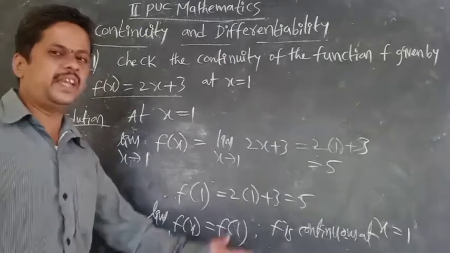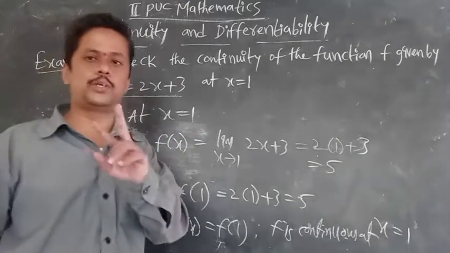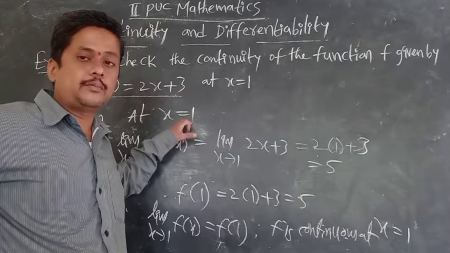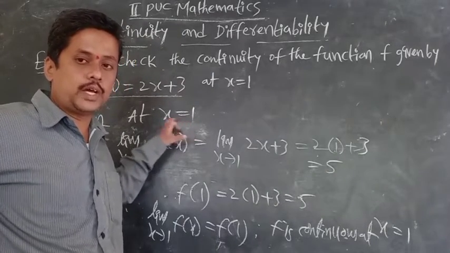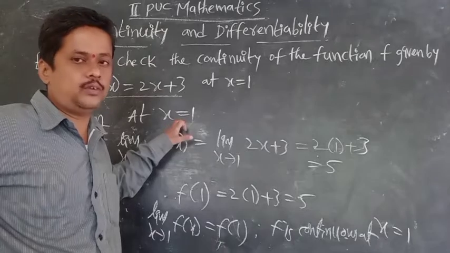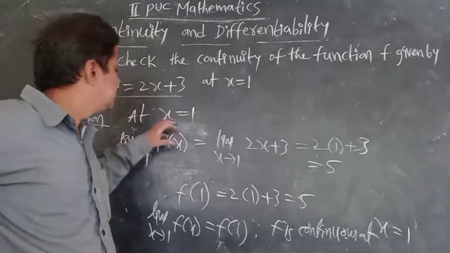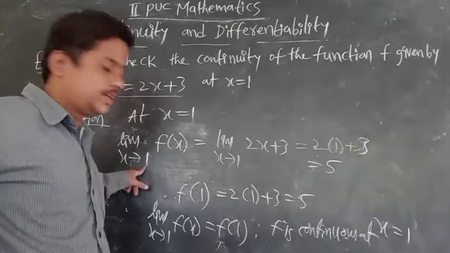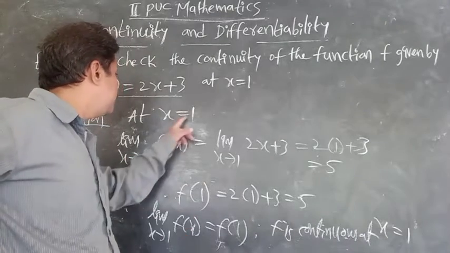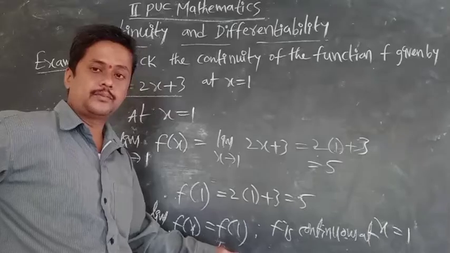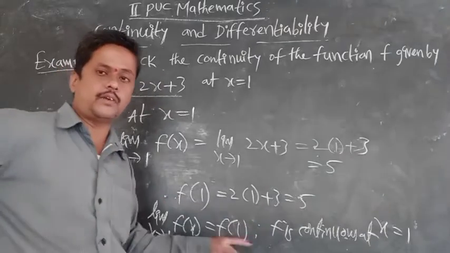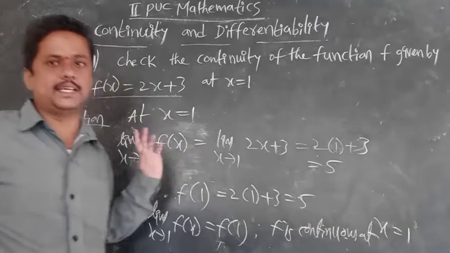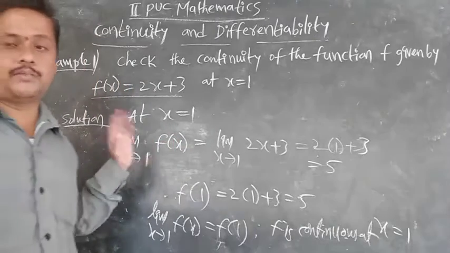Understood? Very easy. So we have to write the two steps. What are the two steps? First we have to know what the point is: x is equals to 1, x is equals to 2, x is equals to 3, x is equals to 4. First we have to know that point. And limit x tends to that point of f of x, and f of 1. If it is 2, f of 2 we have to calculate. If x is equals to 3, then f of 3. Like that. Very easy problem. Just easy. So this is also very, very important for the main examination.